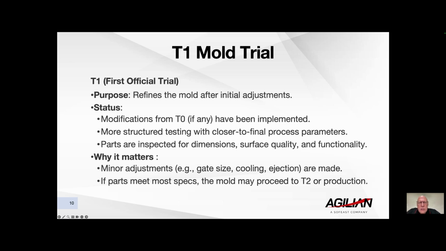And again, this is where it really matters, because we're looking at minor adjustments on the gate size. I've already mentioned that. That could be really, really important for some components. We're looking at cooling systems. Do we need to make it cooler, warmer, faster, colder, etc.? And looking at all of the ejection points, making sure all the ejection points are clear of all of the critical areas within the molded part itself.